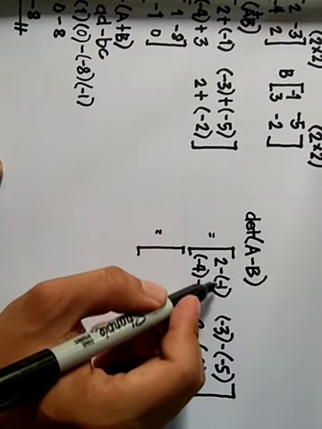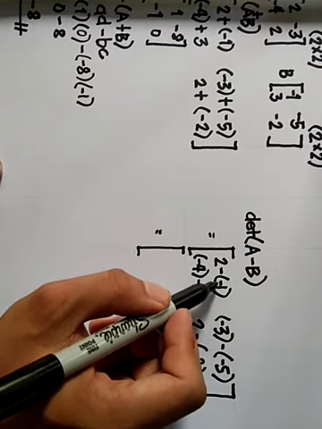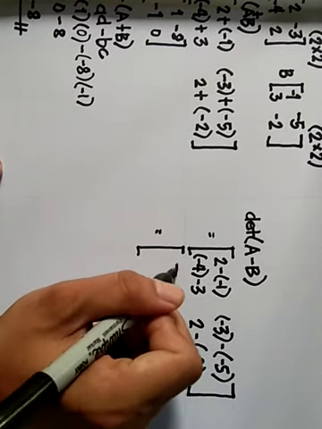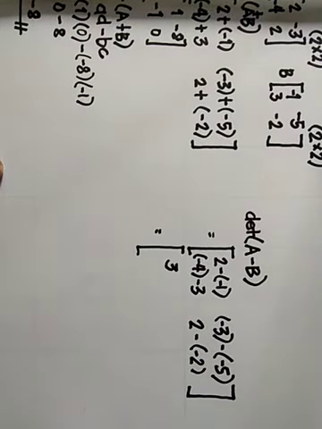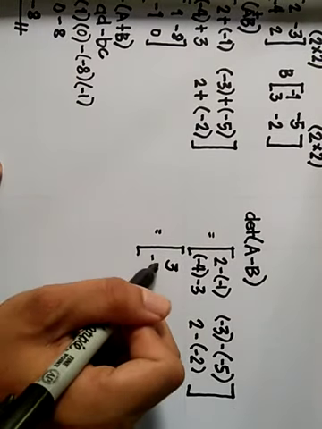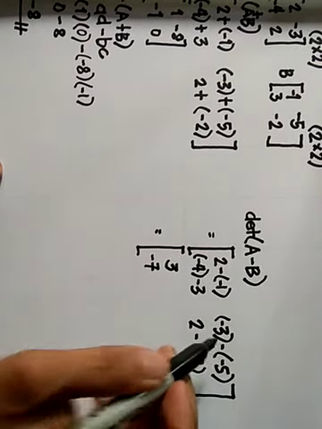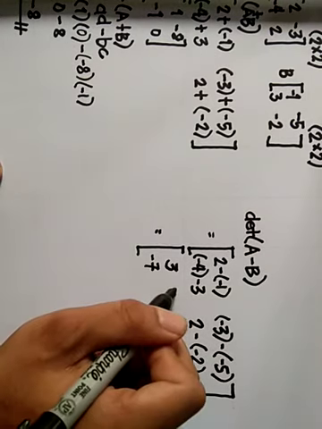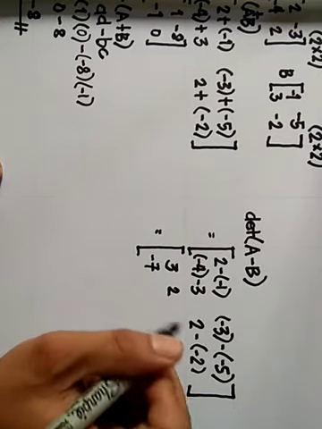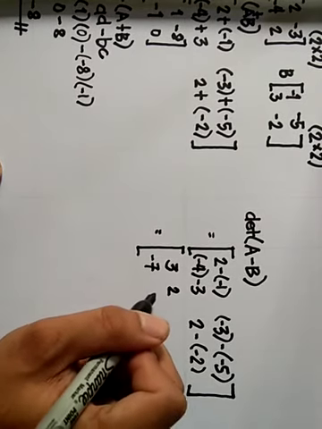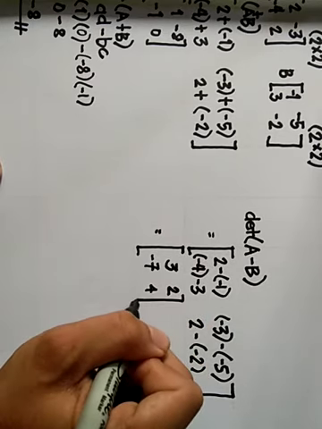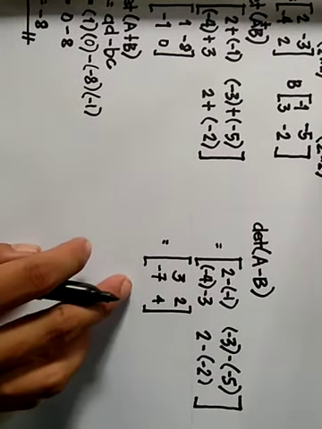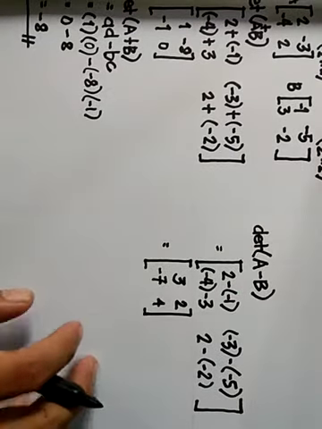So 2 minus negative 1, this will become positive. So we have 3. Negative 4, tapos babawasan natin ng 3, the answer will be negative 7. This is negative 3, tapos babawasan natin ng negative 5, so we will have positive 2. And 2 minus negative 2, we will have 4. So alam na natin yung ating matrix A minus B. Now we will have to determine yung ating determinant.